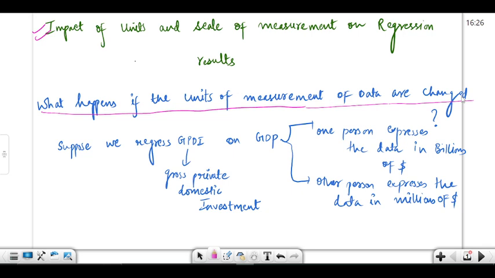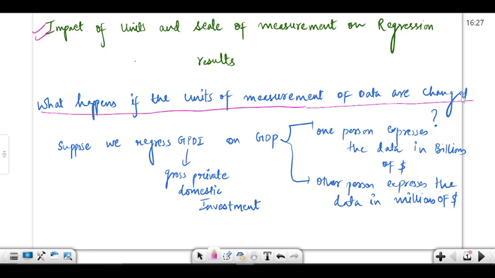Does it impact the results of the regression that we get, or the estimators that we get? Is there any change in the slope coefficient or your intercept, beta 1 and beta 2? What is the impact of the change of the units of measurement? We'll discuss the changes in the units of measurement here, and we'll also see an example of how this affects the regression results.